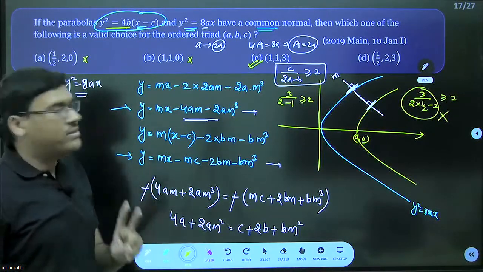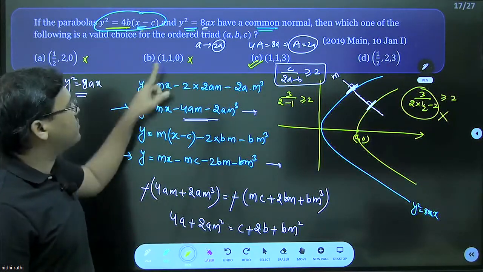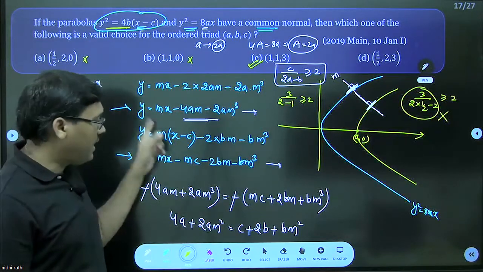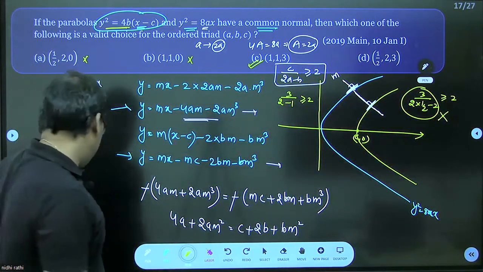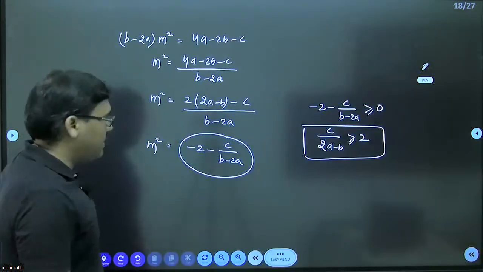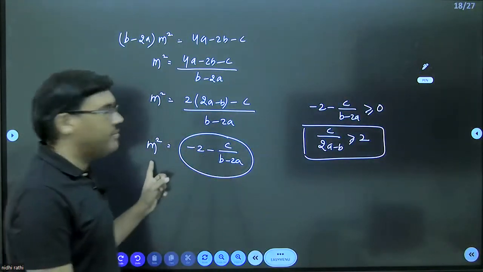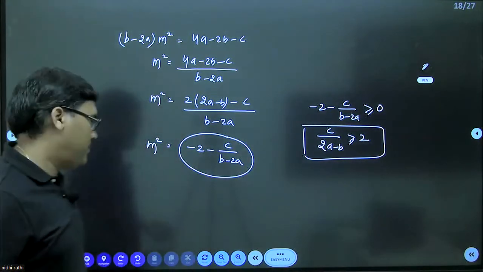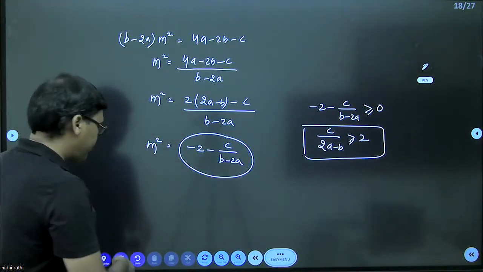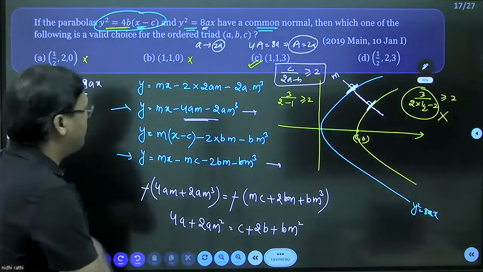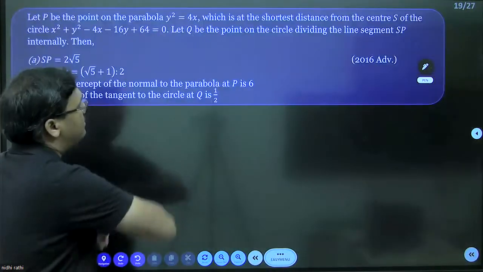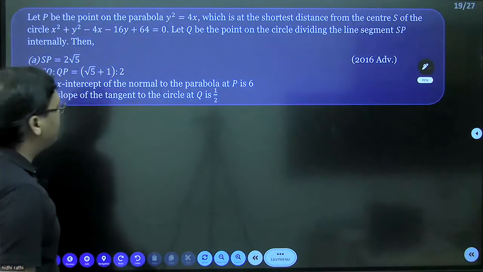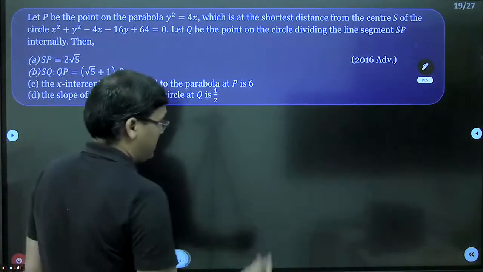Understand 2 points here. How you wrote the equation of normal, and how we applied the condition that we get the real value of ABC, real value of M. So this is how we can approach this question. Now let's move to the next question here. So this we have done. Now again, this question was asked in JEE Advanced 2016.